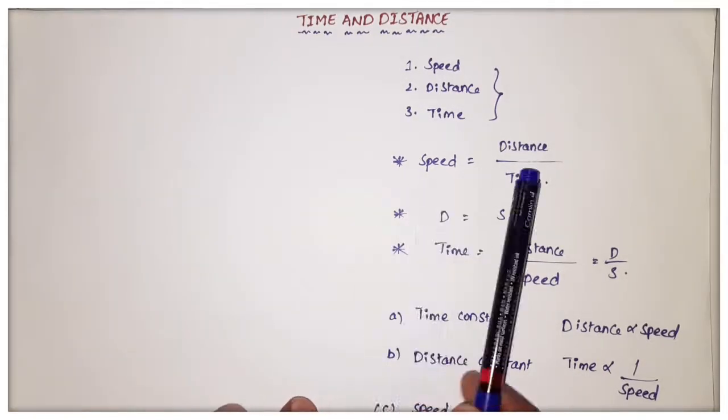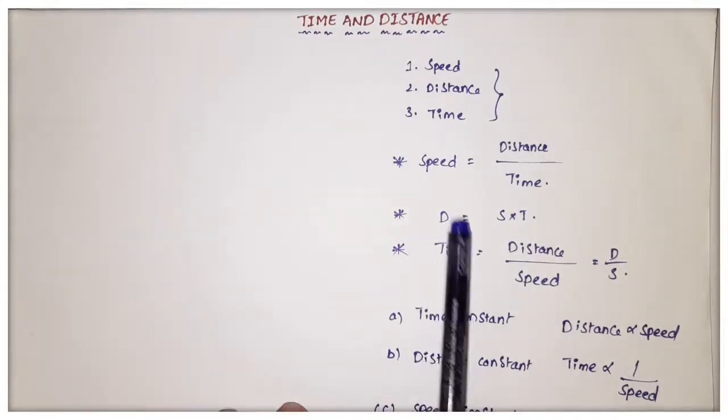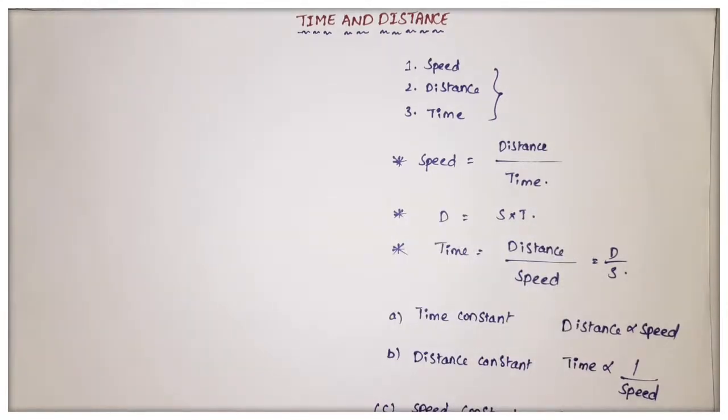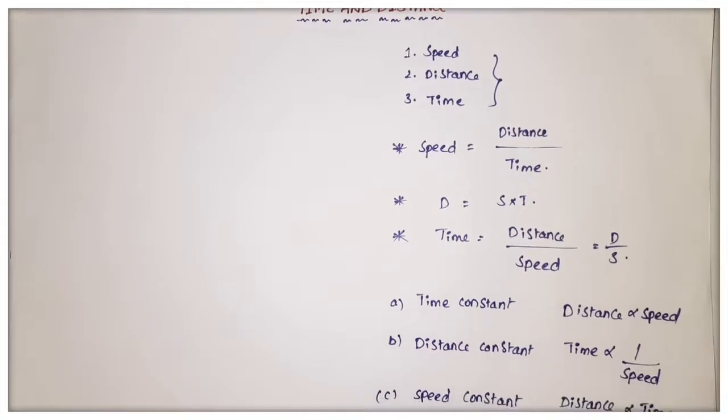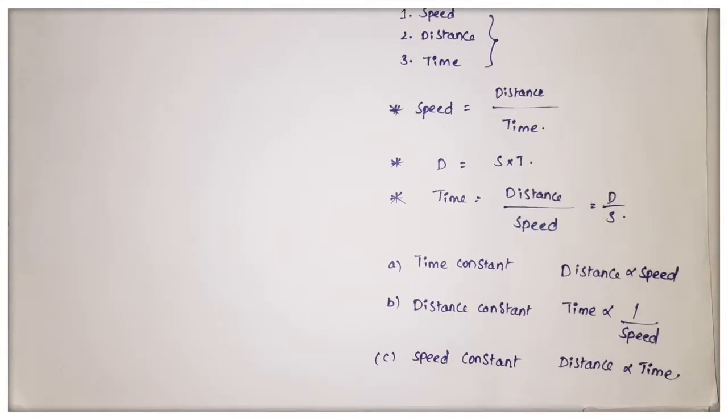Speed is equal to distance by time, distance equals speed into time, and time equals total distance by speed. And the relationship between speed and distance when time is constant is, distance is directly proportional to speed. So for a given interval of time, if we are moving with high speed, we can travel more distance. That is the meaning of this statement.